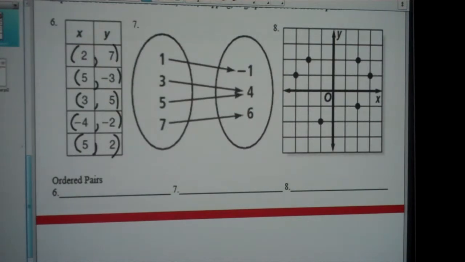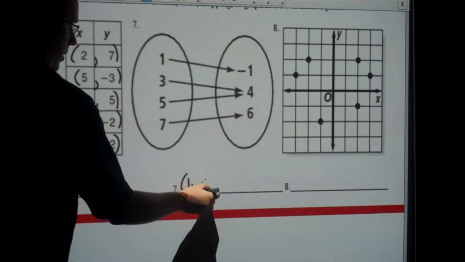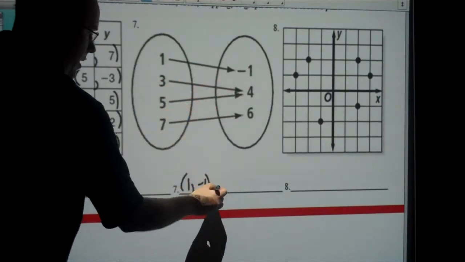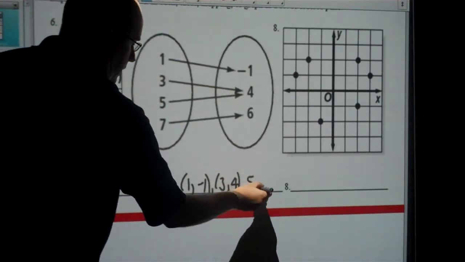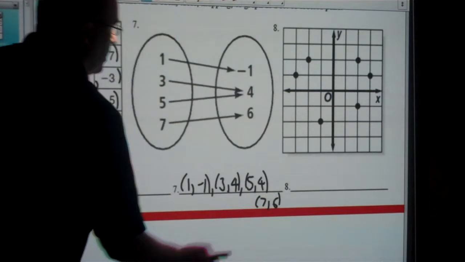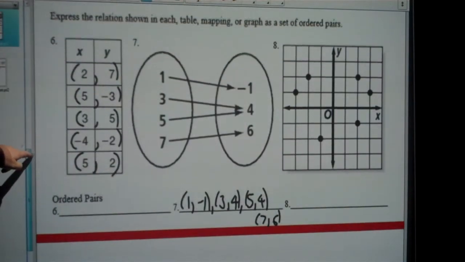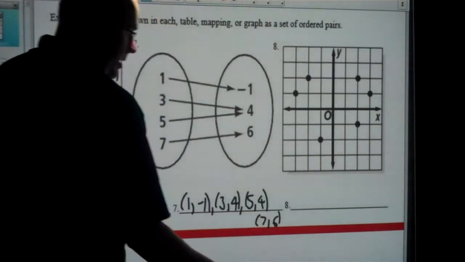Now when I come to my mapping, the first number over here is the x and this is the y. So 1 goes to -1, 3 goes to 4, 5 also goes to 4, and 7 goes to 6. So fairly easy to do our list of coordinates there. From our points, we're just going to make sure we don't miss any as we go along.